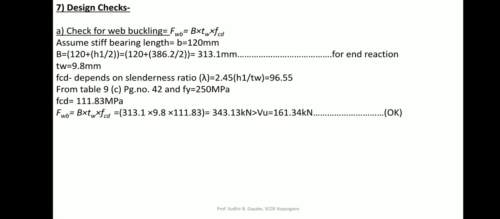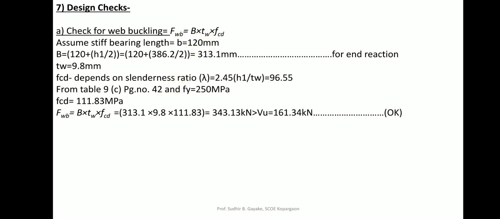Now KL by R value is always 2.45 H1 by TW, that is 96.55. For this buckling class C and lambda 96.55, directly calculate your FCD value, which is almost 111.83. Now remaining is the point of B into thickness of web, that is area. B we are going to assume.